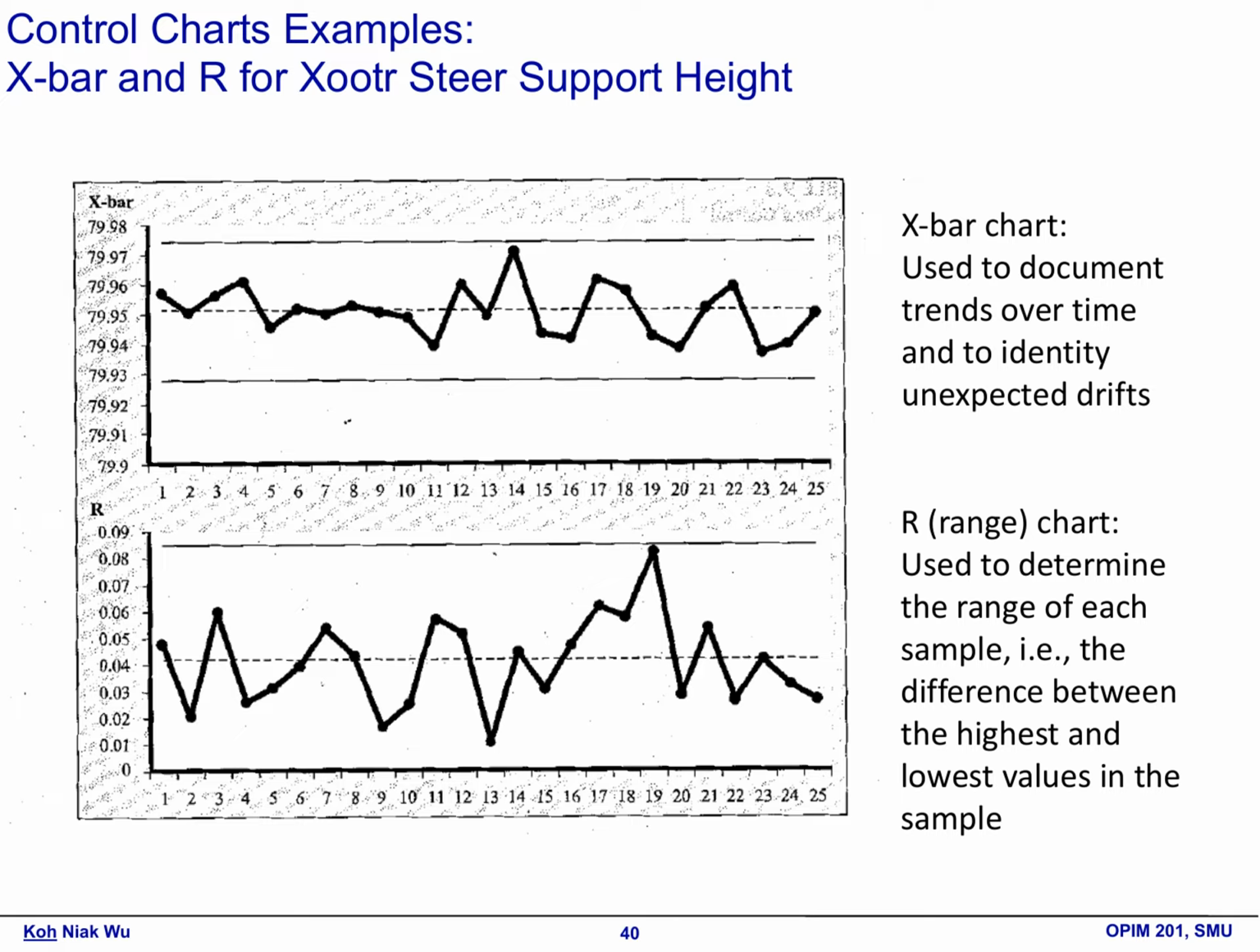Together, these charts provide a clear narrative. The X-bar chart reveals trends, while the R chart captures consistency. This dual analysis is crucial for monitoring and ensuring quality in production processes.